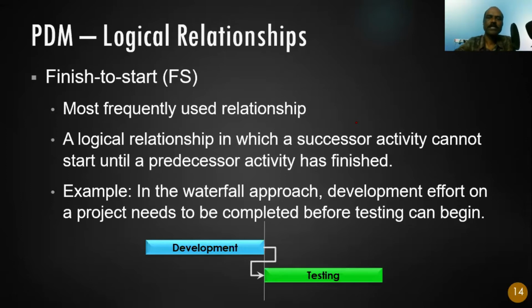What it says, a successor activity cannot start until a predecessor activity has finished. For example, development versus testing. Let's say an IT project where you need to write the code and then you need to start testing. What it says is the development must finish first and then you can start testing. You cannot start testing until development is finished.